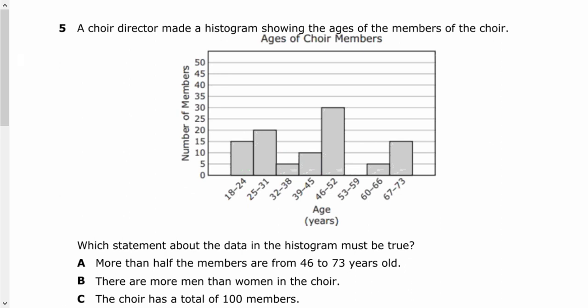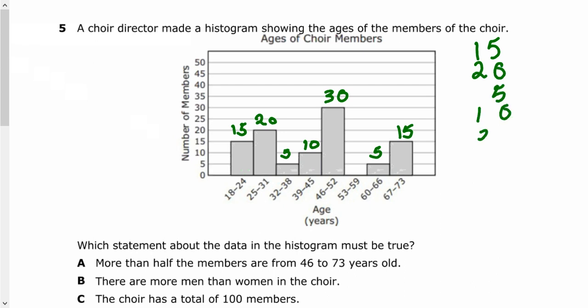Number 5. A choir director made a histogram showing the ages of the members of the choir. Which statement about the data in the histogram must be true? More than half of the members are from 46 to 73. Okay, so first let's find out how many we have going on here. So we've got 15, 20, 5, 10, 30, 5, and 15. So let's find out how many we have total. I'm going to add all of these together. Okay, so when I add them all together, I get 100.